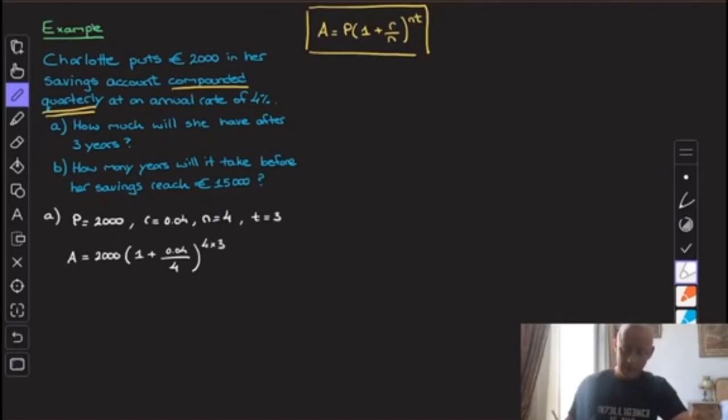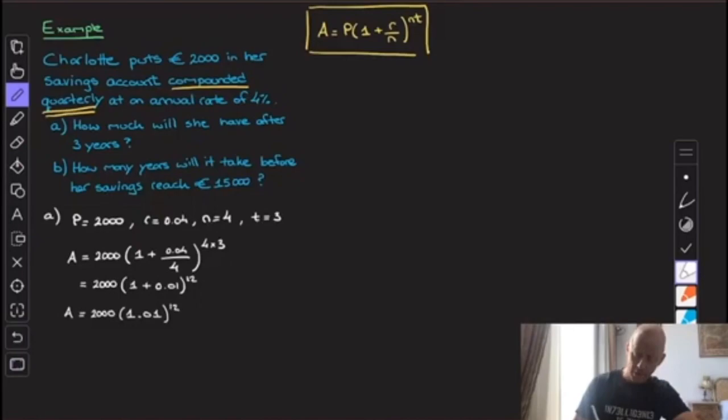Okay. Now, got to tidy this up a bit. Don't leave it like this, okay? Taking care of what's inside the parentheses, that becomes 2,000 times, in parentheses, 1 plus 0.04 divided by 4, which will be 0.01. I close parentheses, and 4 times 3 is 12, so that's the power. I carry on. I quickly find that A is equal to 2,000 times 1.01 raised to the power of 12.